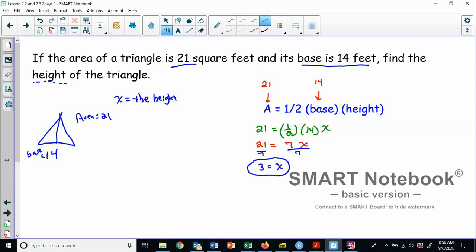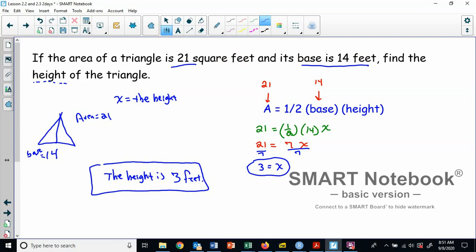The question is, what's the height of the triangle? What is x again? Oh, that is the height. So let me write that out. So the height is 3. I need units. Let's see. Feet. Everything's in feet. So 3 feet. The height is 3 feet. Awesome. So we found the height of the triangle. Okay, so make sure you know 1/2 base times height for area of a triangle.